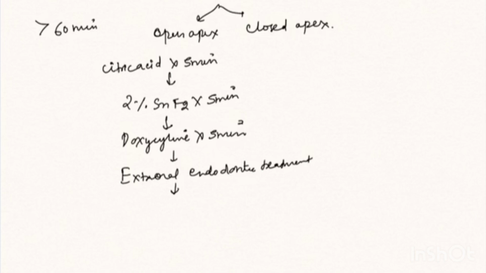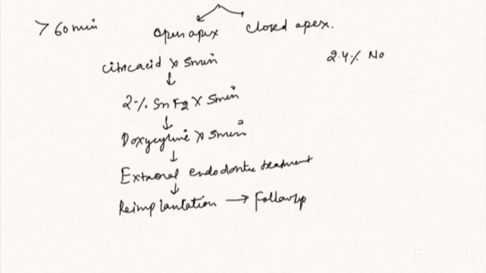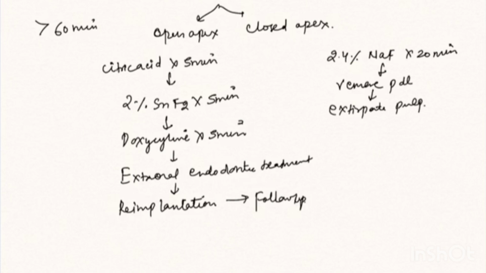Follow-up of the tooth is very important to check the success of reimplantation. But if the tooth is having closed apex, we will first dip the tooth in 2.4% sodium fluoride for 20 minutes. We will then clean the tooth, remove the necrotic pulp, and then we will start the endo procedure, extirpate pulp, and then we will bevel the apical end of the tooth, and then we will restore the tooth, and then we will check the socket and remove the clot from the socket, and then we will reimplant the tooth, followed by splinting of the tooth for 2 weeks.